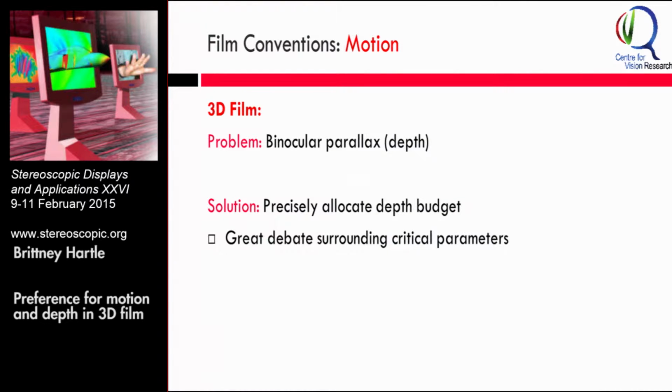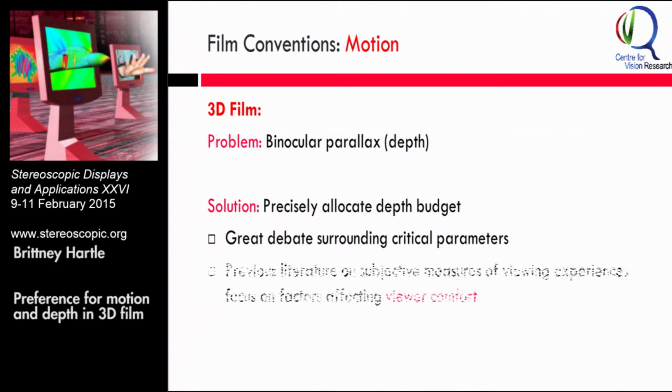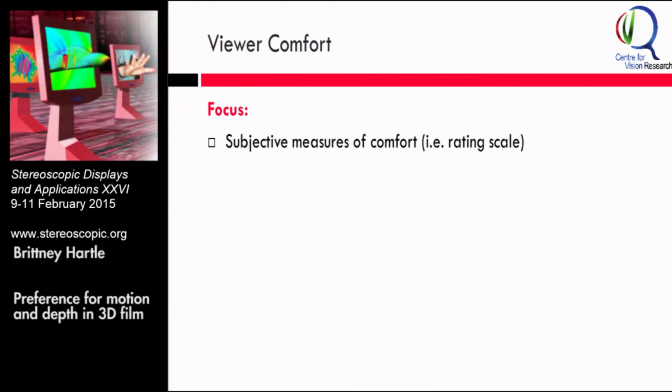And if we actually go back into that literature and look at different assessments of viewing experience, we can see the vast majority of these studies focus on factors that affect viewer comfort. So within these studies of viewer comfort, the general focus is on subjective measures of comfort. So using something like a rating scale or a questionnaire to directly assess how comfortable viewers find a particular sequence. And I'm sure we're all looking forward to all the viewer comfort talks that precede my current talk.